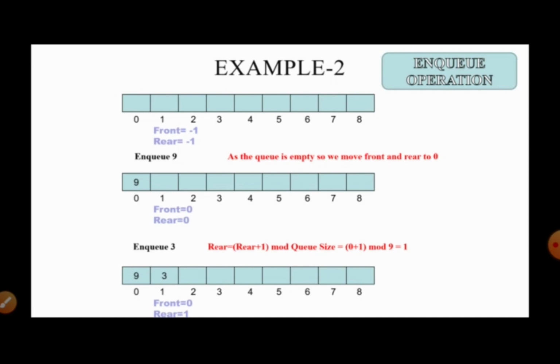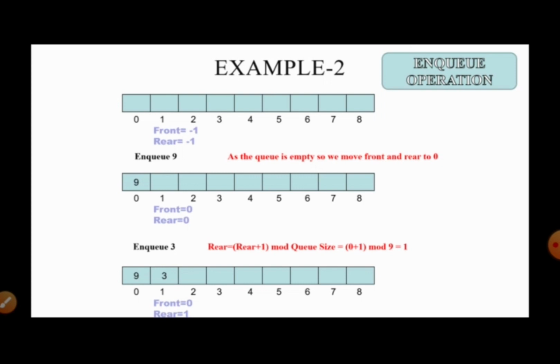If the queue is empty, then front and rear will not point to any index of the queue. The index starts from 0, so if we assign front and rear a value less than 0, that means they are not pointing to any index of the queue. So front and rear both here we assign -1.